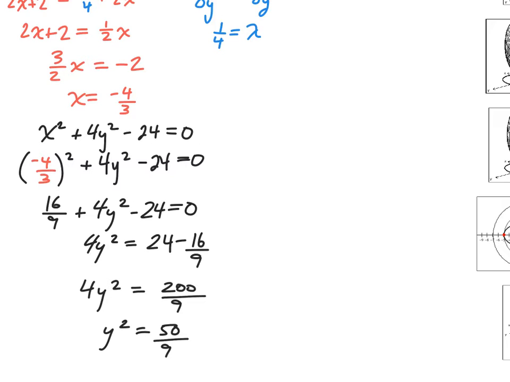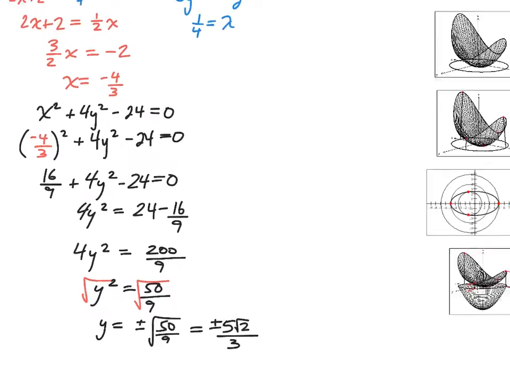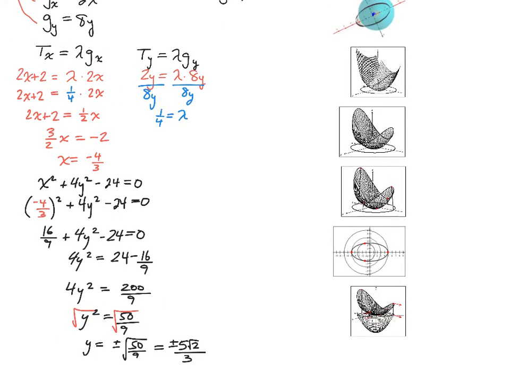So y would be equal to, two possibilities, could be plus or minus, the square root of 50 over 9. So you could simplify it if you want. It doesn't matter to me. All right, so if you take the square root and you simplify, you could get plus or minus 5 radical 2 over 3. All right, so this would be the y value that goes along with the x value.